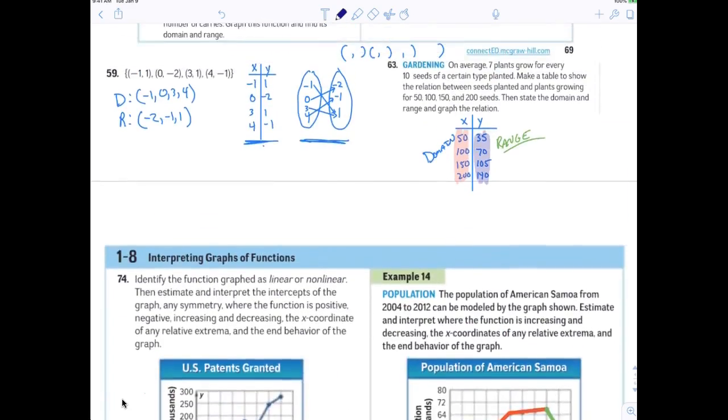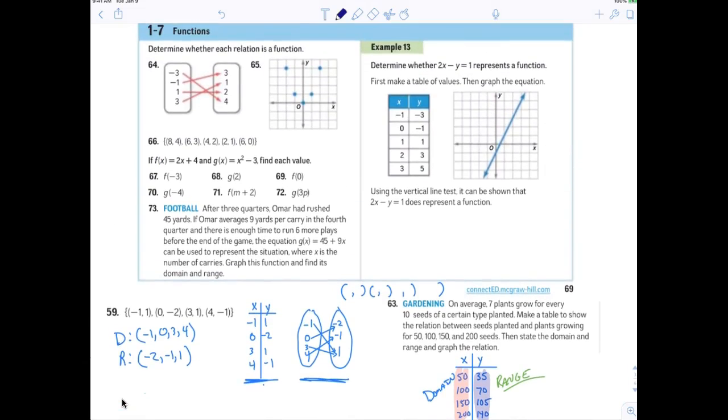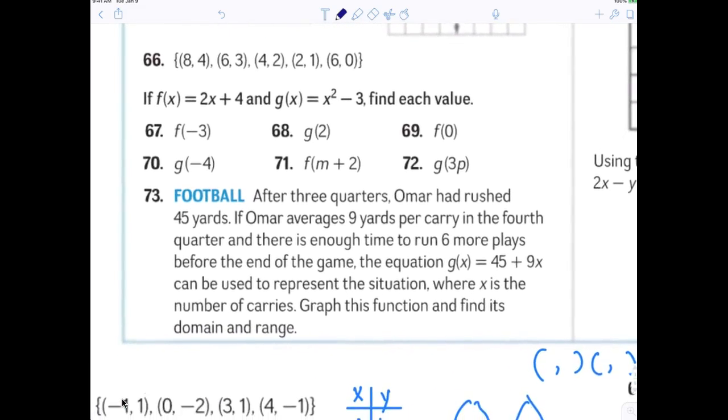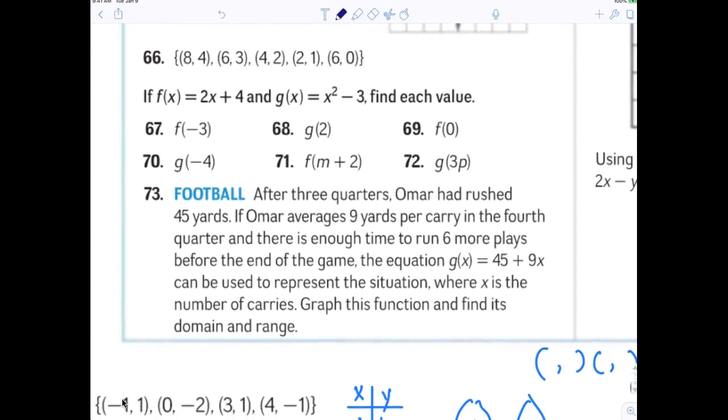Now, am I missing something? Oh yeah, I did miss it. Right here, this is really important. 67, 68, 69, 70. I didn't get to spend enough time, so you can cross out 71 and cross out 72. Who remembers, and this was over the summer too, f of negative 3? What do I have to do for f of negative 3? Remember, this is called functional notation.